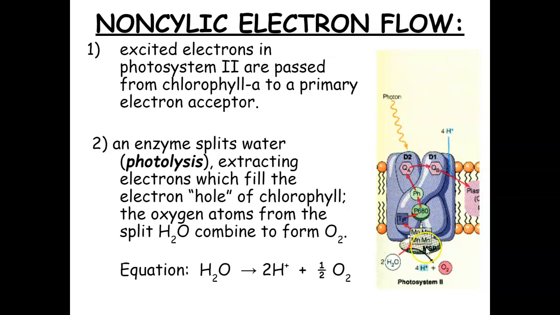Again, this is called photolysis. As soon as the electron moves up to the primary electron acceptor, this reaction will happen immediately again, filling the hole of chlorophyll A. This is because chlorophyll A is so electronegative, it's not going to sit empty. It's going to want to have those electrons all the time. So this reaction just keeps happening over and over and over again.